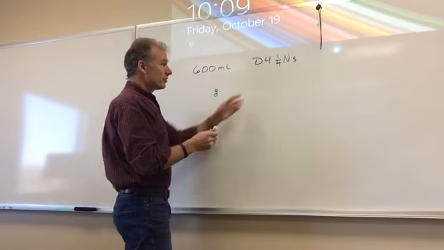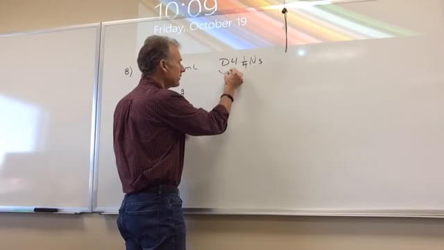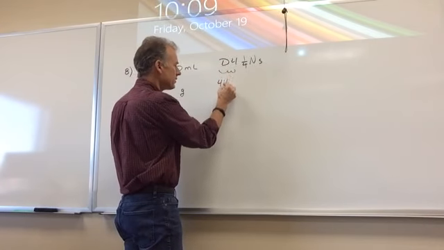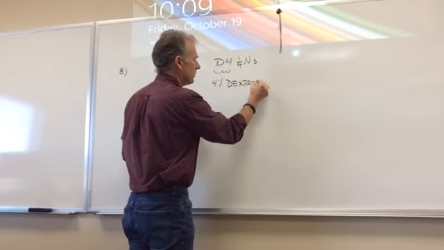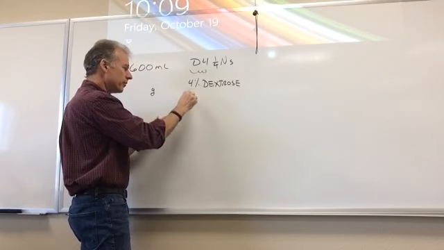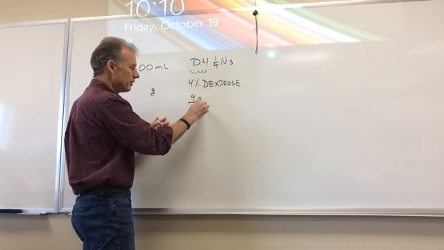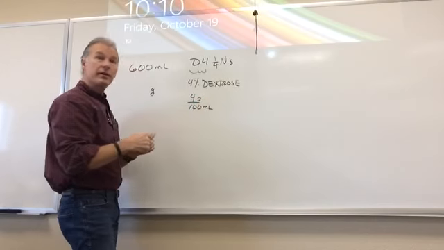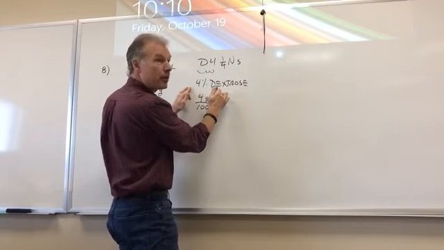Okay. So it comes back to this. What this means right here is 4% dextrose. Okay? And so you can think of the 4% in two ways. One way is this is 4 grams out of 100 milliliters. Okay? So that's how you would interpret that part of it.